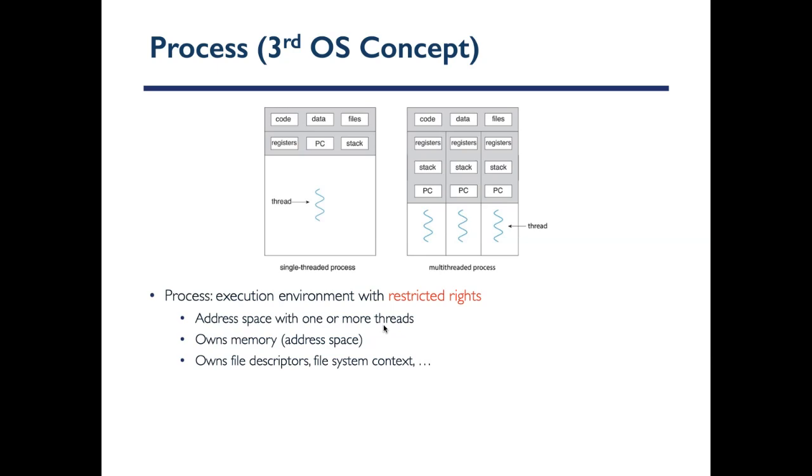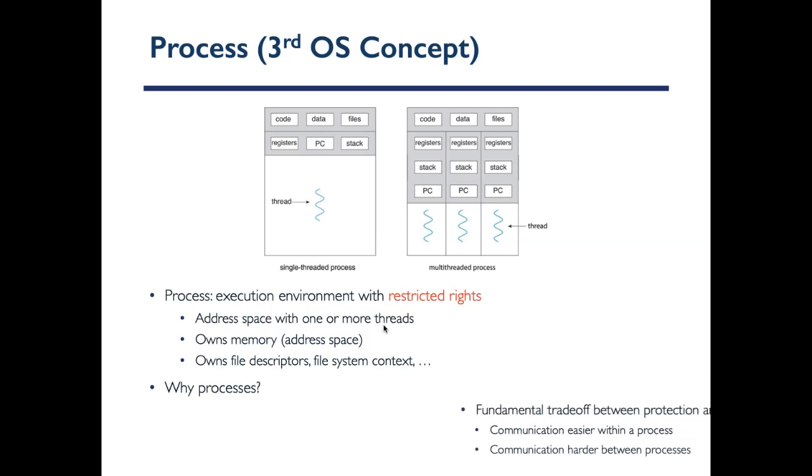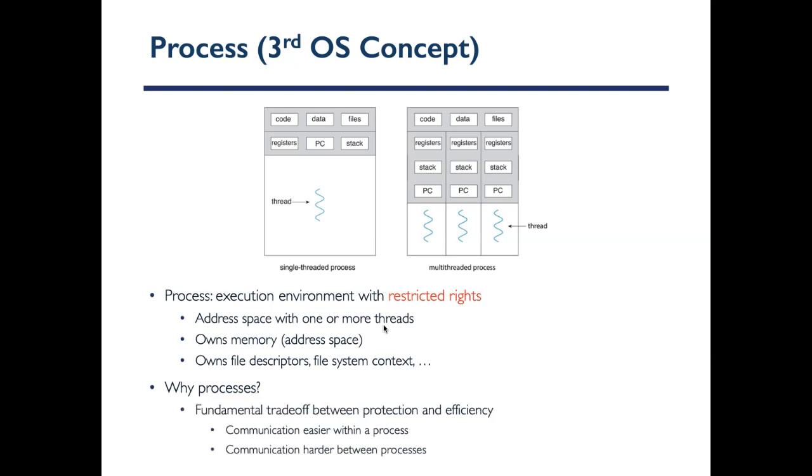and that's how we provide isolation between processes. Why do we want to have processes when we already have threads? Well, there's a fundamental trade-off between protection and efficiency. So between processes, we're going to enforce protection. We're not going to let one process access the data of any other process. But within a process, we're going to allow threads to communicate freely with each other. What that means is we're not going to enforce any protection when it comes to threads.